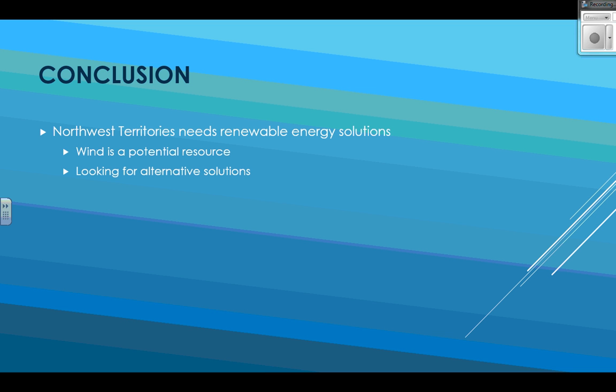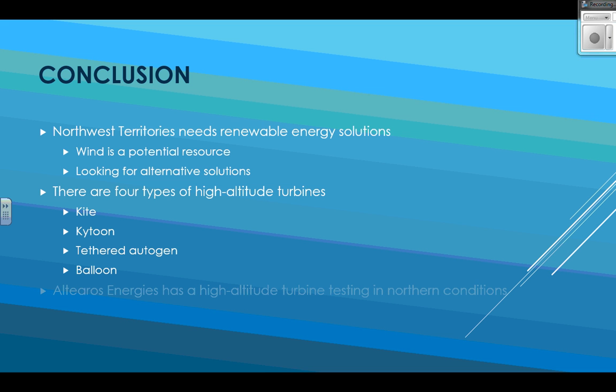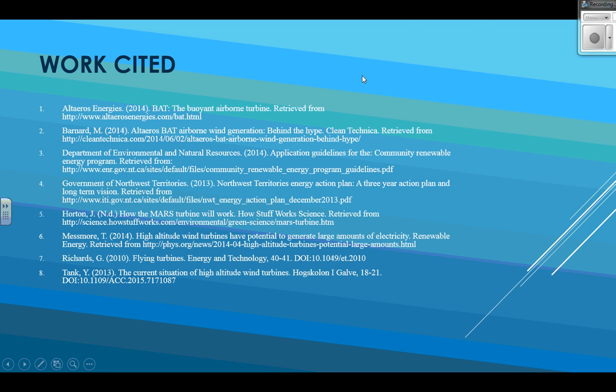So in conclusion, the Northwest Territories need renewable energy solutions. Wind is a potential resource. They are looking for alternative solutions, so high altitude wind turbines would be considered. There are four main types of high altitude wind turbines, as we discussed: the kite, the kite-tune, tethered autogen, the balloon, and Alterra's Energy has a high altitude wind turbine testing already in these northern conditions. We're excited.